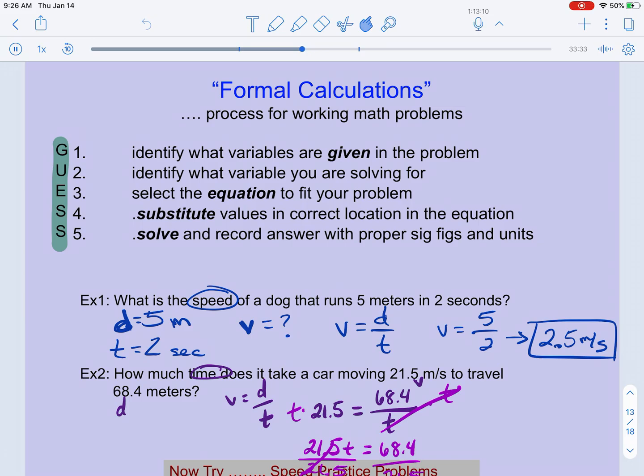I want you to actually write down for me what is your unknown variable. So the U stands for unknown. If we were in algebra class, this would be an X, right? So what is going to be the X in our math work? Then you are responsible for selecting the equation.